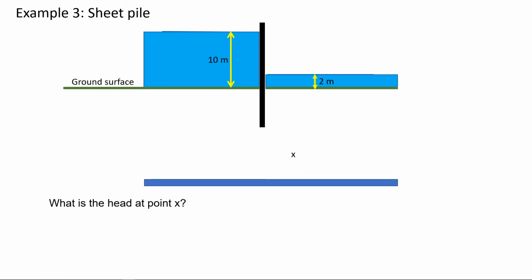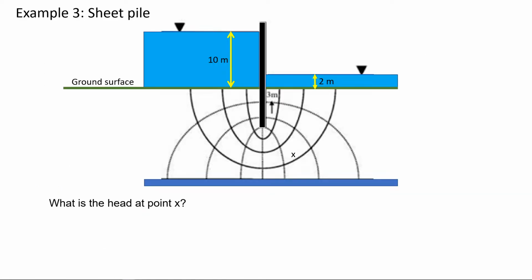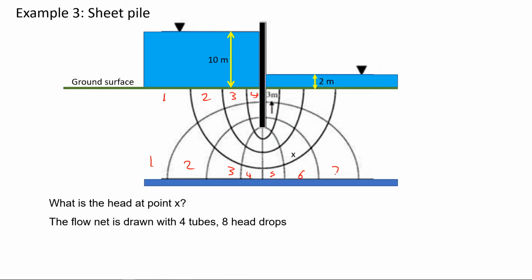Okay. Here is another example, a sheet pile. That's how you will draw your flow lines and flow net. In this example, how many flow tubes do we have? 1, 2, 3, 4. How many head drops do we have? 1, 2, 3, 4, 5, 6, 7, 8. So in that case, the delta H would be 8, and Q would be 4 times K, whatever the K is.